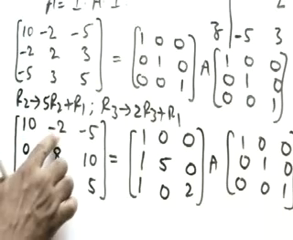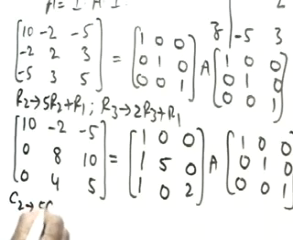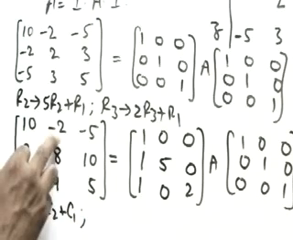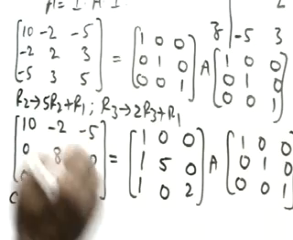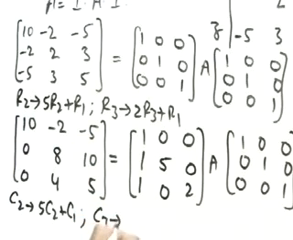This is C2, so C2 implies multiply with this 5, 5C2 plus C1, minus 10 plus 10 becomes 0. Now multiply with this 2, C3 implies 2C3 plus C1.